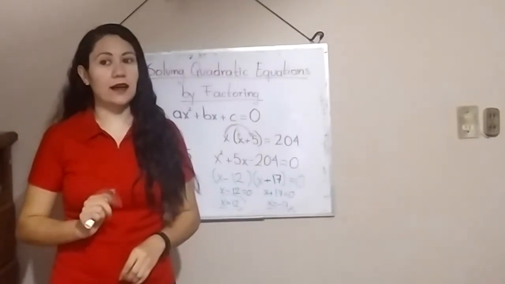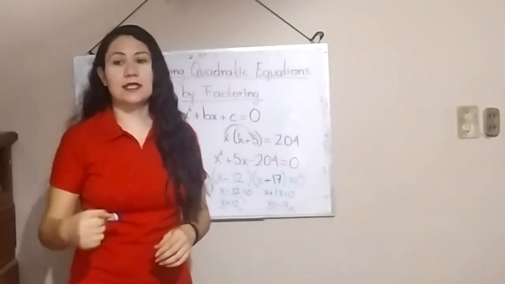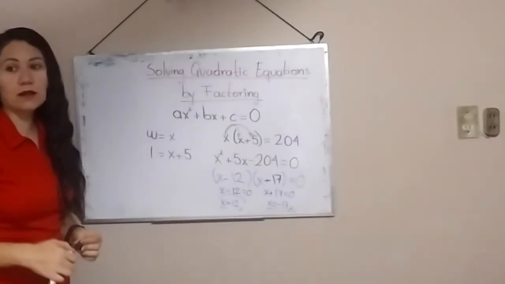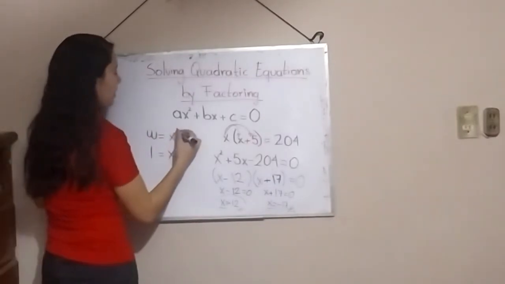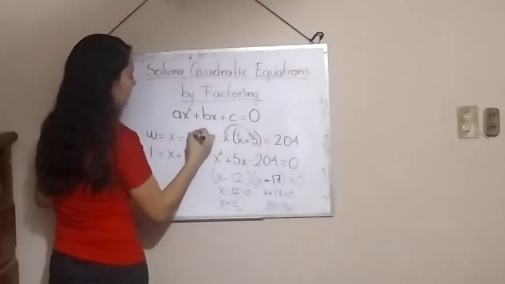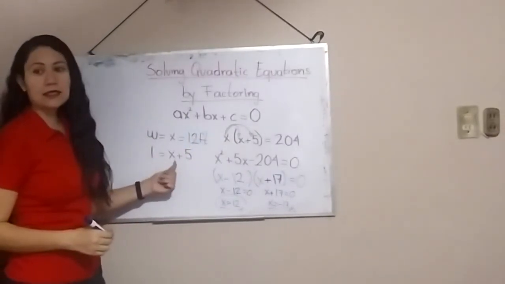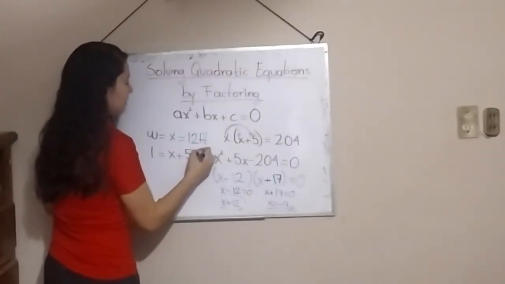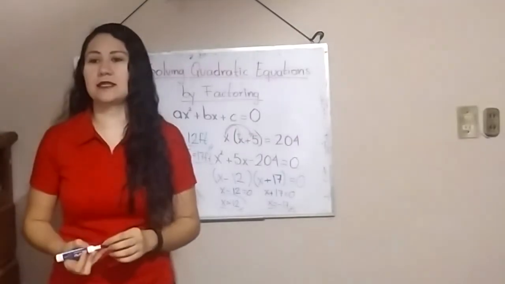Now, they are not asking us the value of x. They are asking us for the dimensions of the room. We know that x equals 12 and the width equals x. So we have a width of 12 feet. And the length is the width plus 5. The length is 17 feet. And that is the answer.